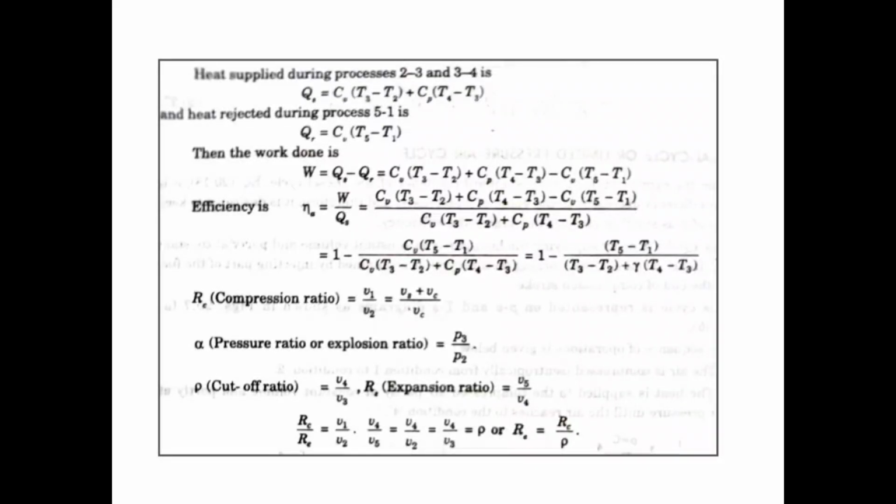Now for all the temperatures in the equation, T1 is the lowest operating temperature of the cycle. Applying the isentropic law between points 1 and 2, T2 equals T1 into (V1 divided by V2) the whole raised to gamma minus 1. From this equation we know V1 by V2 equals RC, therefore T2 equals T1 into RC the whole raised to gamma minus 1. Applying the gas law to points 2 and 3 and noting V3 equals V2, we get P3 by T3 equal to P2 by T2. Therefore T3 equals T2 into P3 by P2.